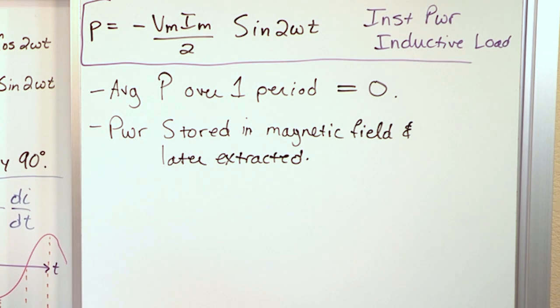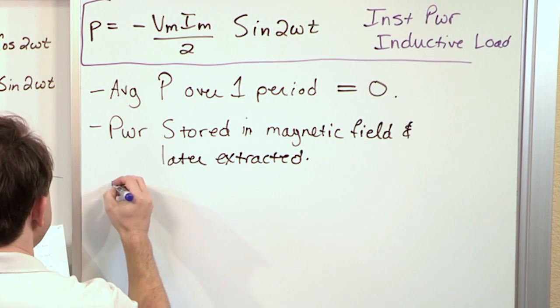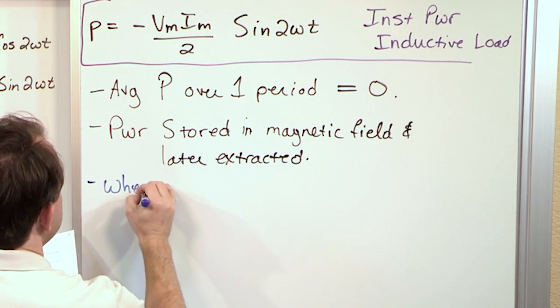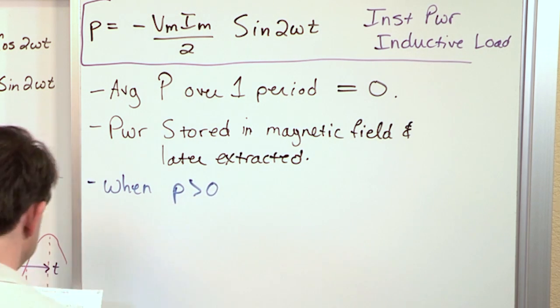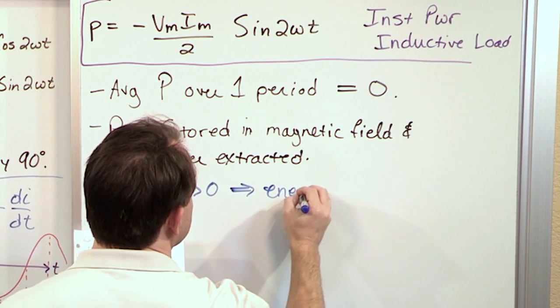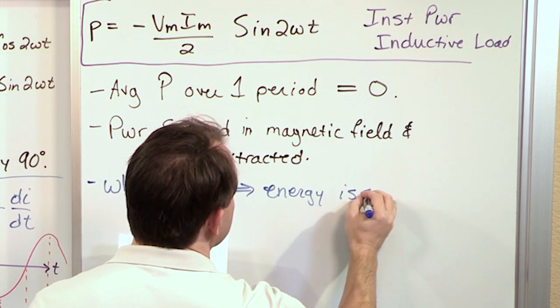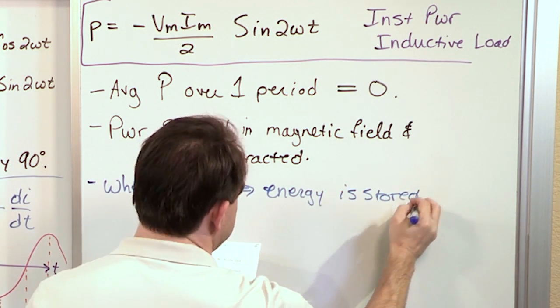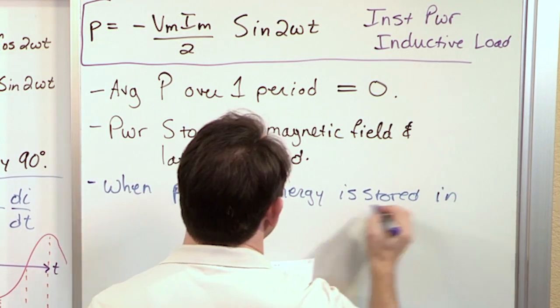What does that physically mean? What that physically means is when the instantaneous power is positive, when it's greater than zero, that means energy is stored in the magnetic field.